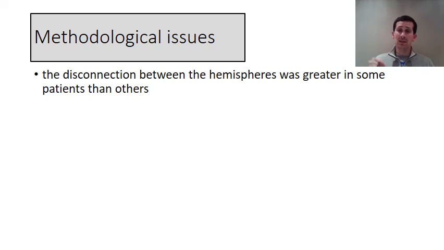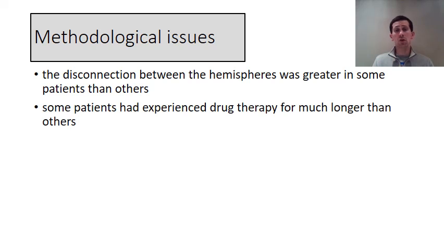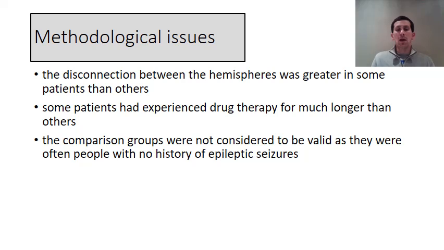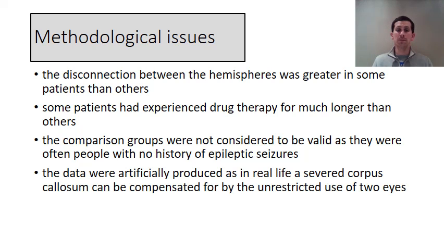Firstly, the level of disconnection between the two hemispheres was different in different patients. Some had a much greater degree of separation than others. On top of that, some of the patients had experienced drug therapy as an alternative treatment before the surgery for much longer than other patients, so they were all at different starting points. Also, the comparison groups weren't seen to be valid. The control group contained people who had no history of epileptic seizures, so some people viewed that as not a valid group to make comparisons to the split brain patients.